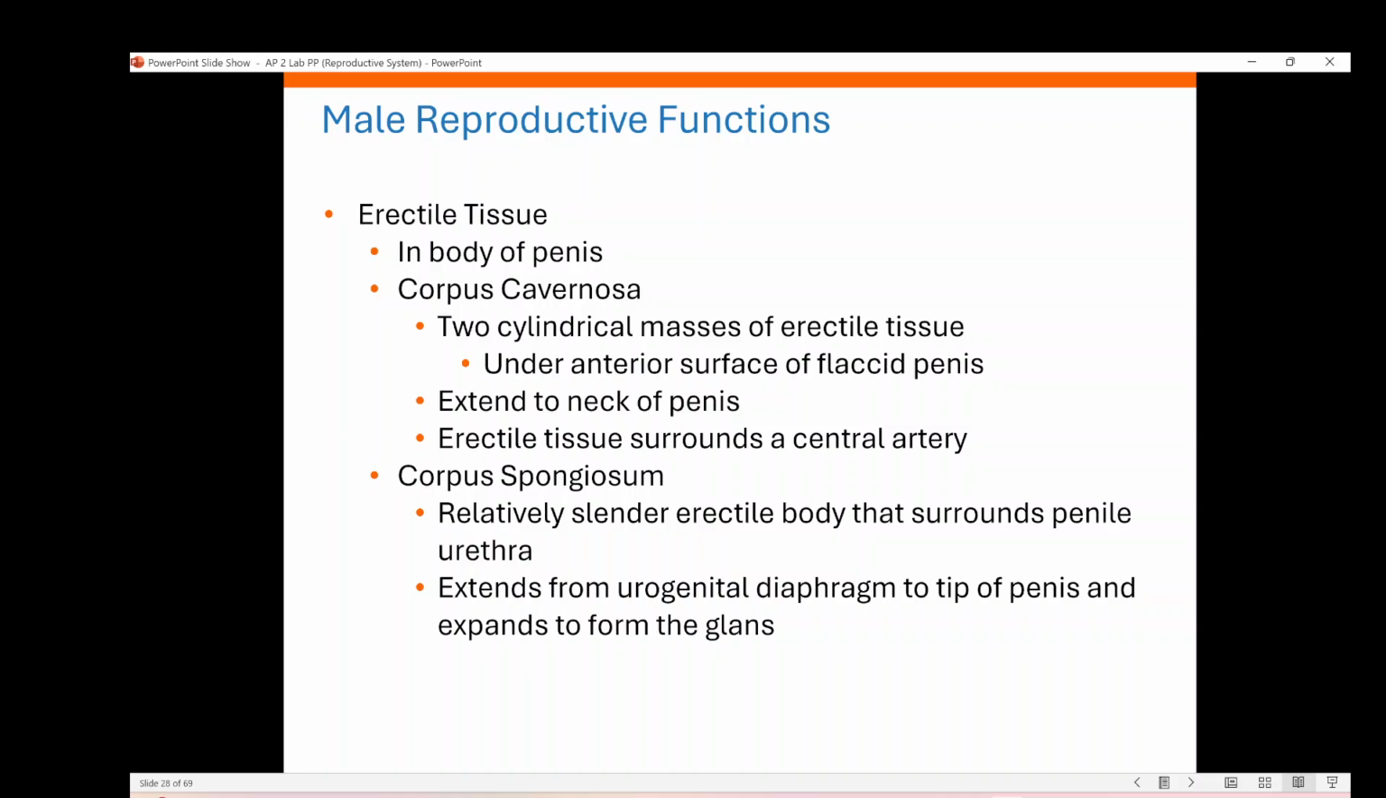So let's take a look at the erectile tissue. Again, like I said, they're located in the body of the penis. There's two cylindrical masses of erectile tissue known as the corpus cavernosa. These are under the anterior surface of a flaccid penis, and they extend all the way up to the neck of the penis. And each erectile cylinder is going to surround the central artery.